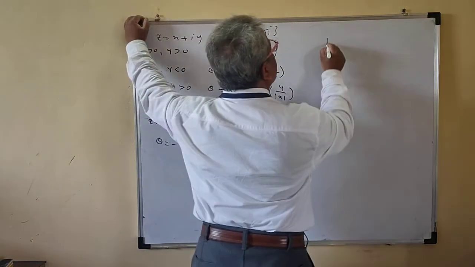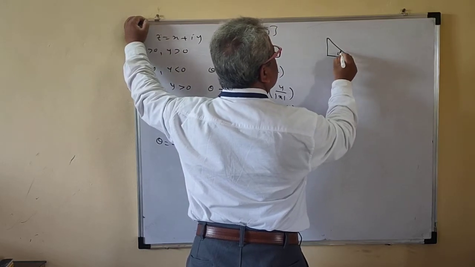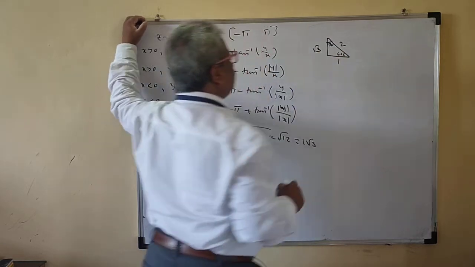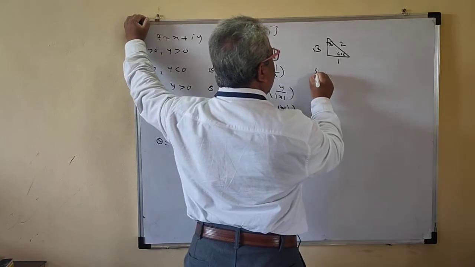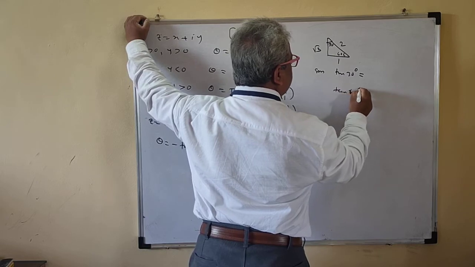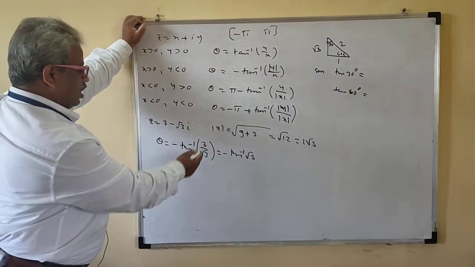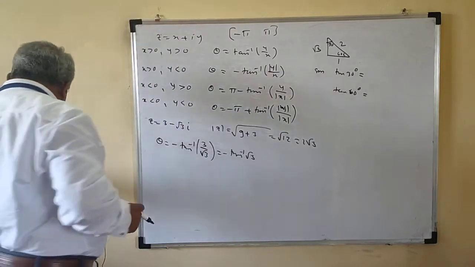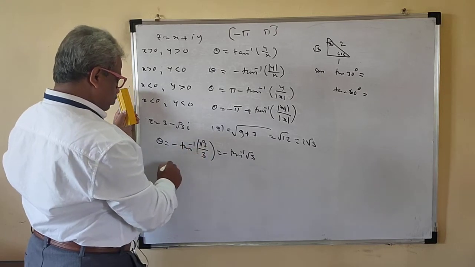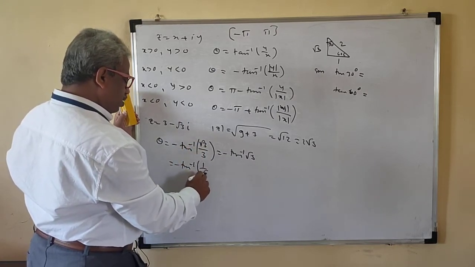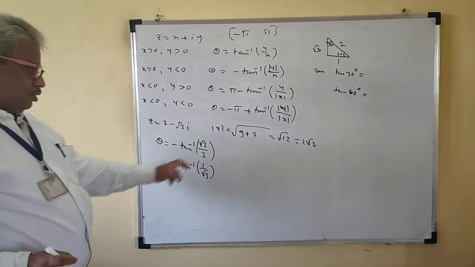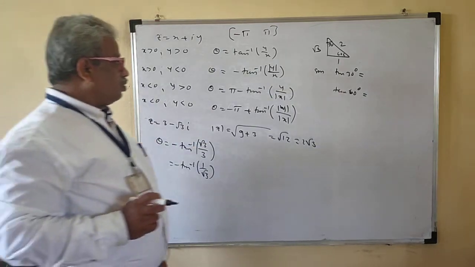For root 3, suppose this angle is 60 degree, this is 30 degree, this is 2, then this is 1 and this is root 3. Oh, this is wrong. Imaginary part upon the real part, which is root 3 upon 3. So this is minus tan inverse of 1 upon root 3. Imaginary part is root 3, note that.